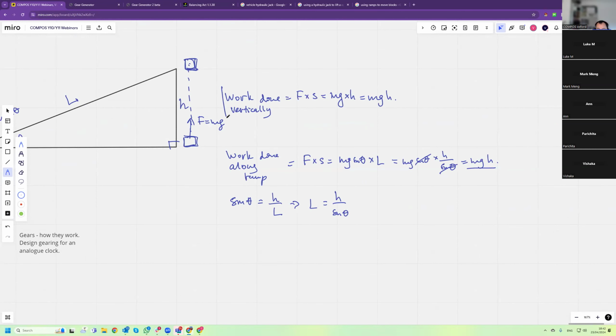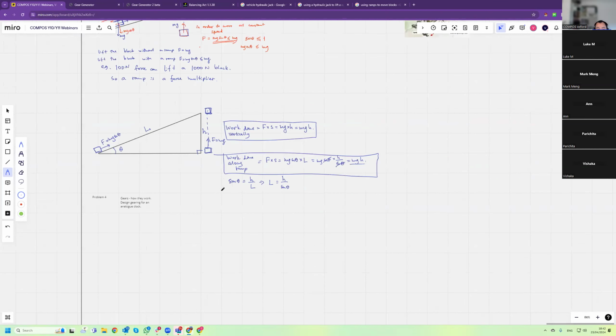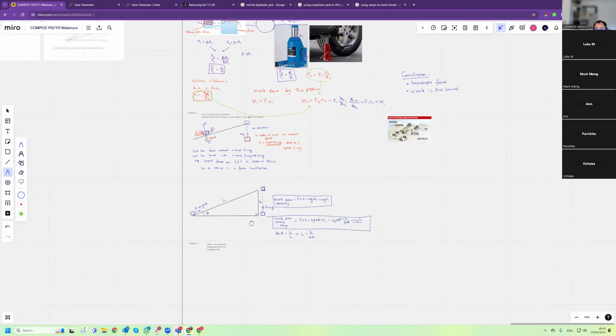So the work done if you move it vertically, and the work done if you move it along the ramp, is also mgh. Okay.